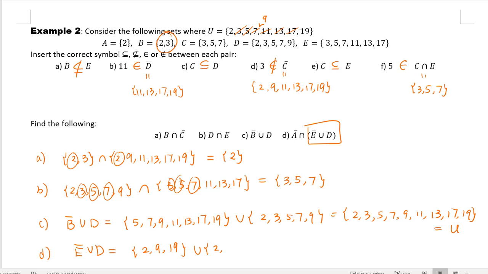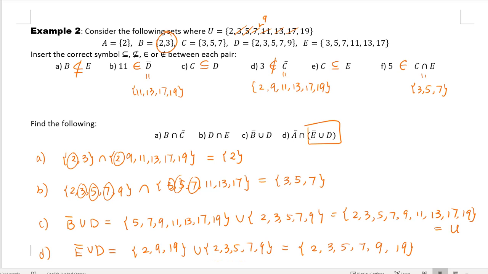Union D. D is 2, 3, 5, 7, 9. So we get 2. And when you write down the numbers, it's better to follow the order, from the smallest number to the biggest number. So 2, 3, 5, 7, 9, and 19. Okay, double check. We have 2, 9, and 19, and we also have 2, 3, 5, 7, 9 in this set. So very good.